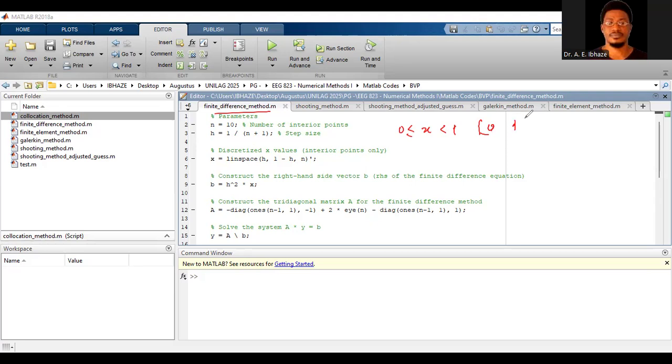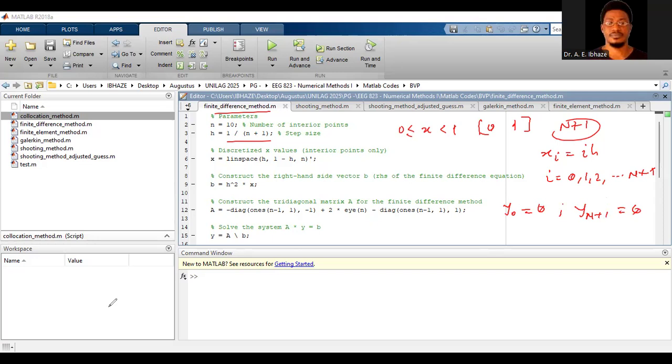And if we divide this into n plus 1 equal spaces of points, then h, which is the step size, will be 1 over n plus 1, such that x sub i is the same as i times h, for which i takes on values 0, 1, 2, all the way to n plus 1. Now that we have the step size, the boundary conditions based on the question given will be y sub 0 the same as 0, and y sub n plus 1 the same as 0.